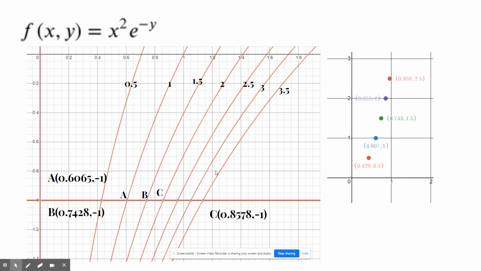So therefore, we can say, again, fx is positive. So f is increasing. So fx is positive.